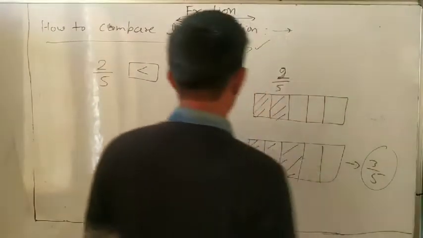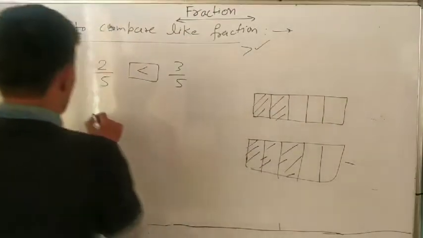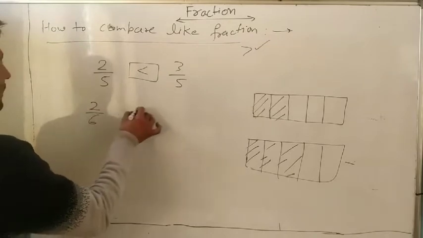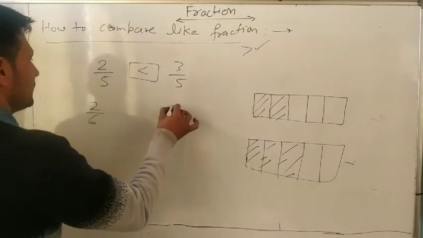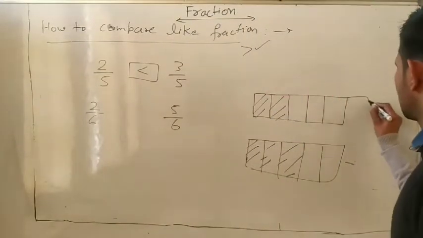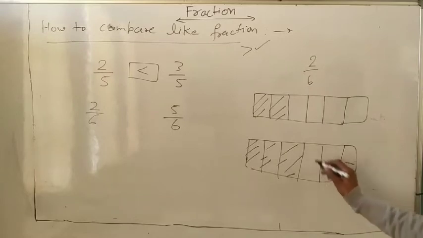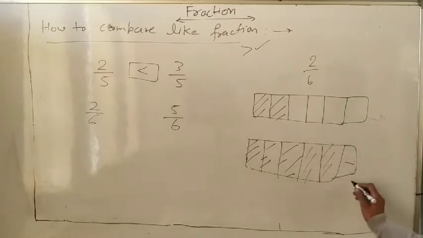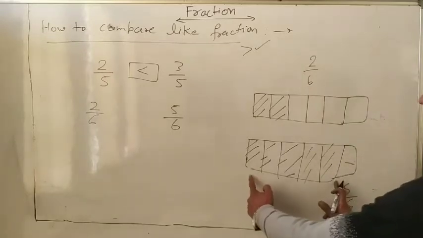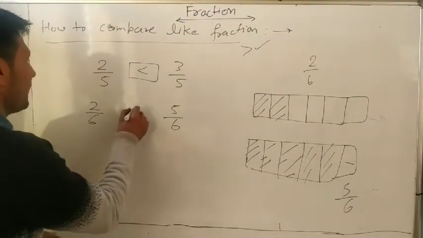One more example you can look at. Now we will check 2 by 6 and 5 by 6. So which one is greater? Make 6 equal parts. It is 2 by 6 and it is 5 by 6. So which one is greater? This one is greater. So always remember one thing.